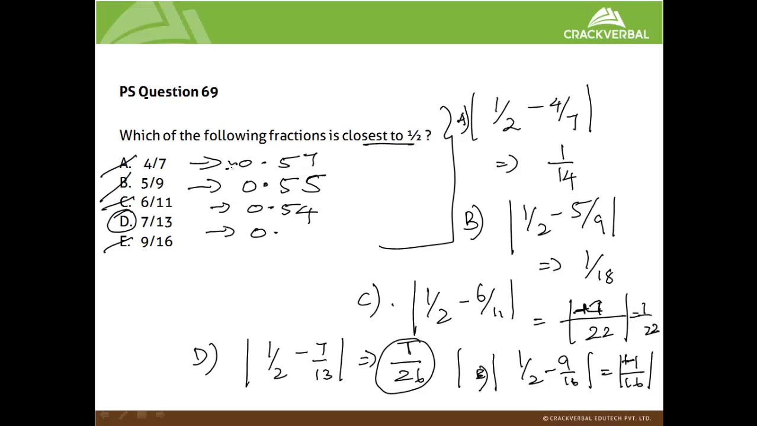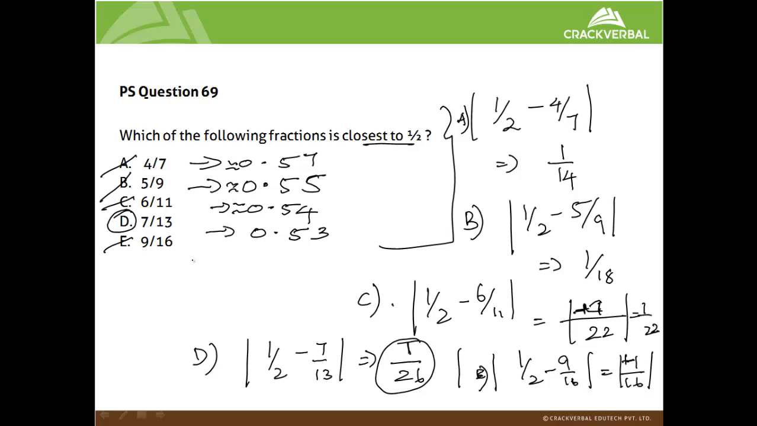All these, I know we are writing approximately, not exactly. So 7 by 13 is 0.5 again. So you will have 5. So that means 0.53 would be the answer choice D.